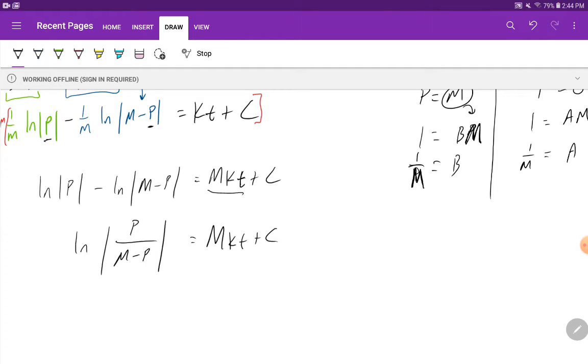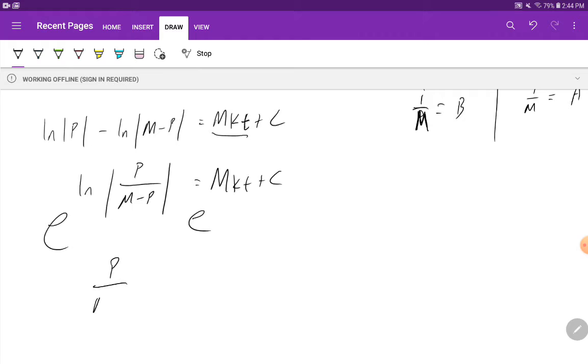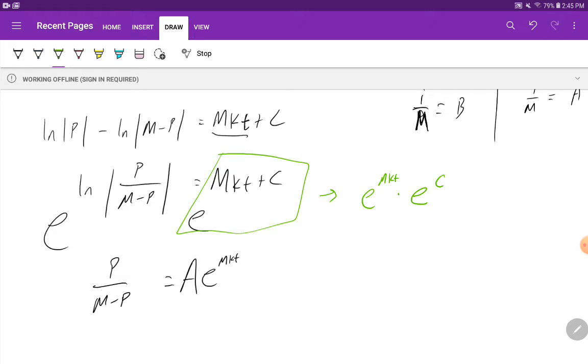And then how do we get rid of logs? Well, we learned in class today, or refreshed ourselves in class today, that we set the base as e, leaving you with p over m minus p. The absolute values can just kind of go away. And you get e to the mkt times a, because I explained it in class. This is e to the mkt times e to the c, and we said e to the c is a.